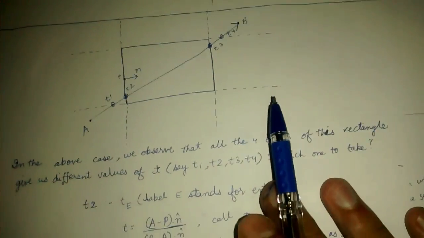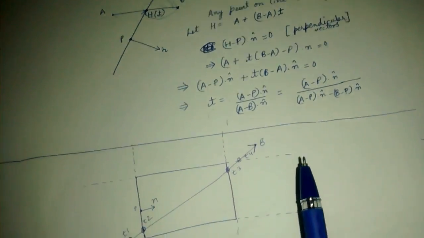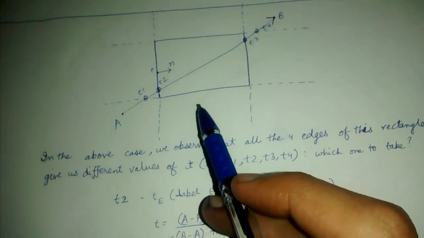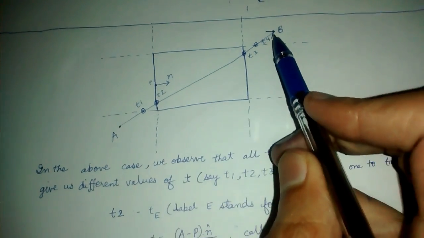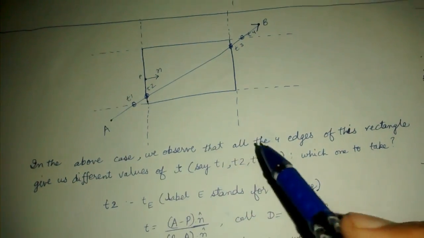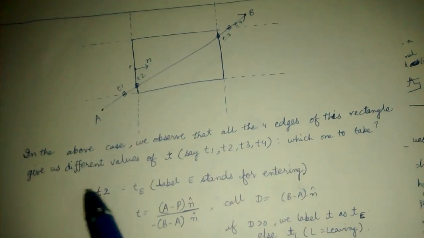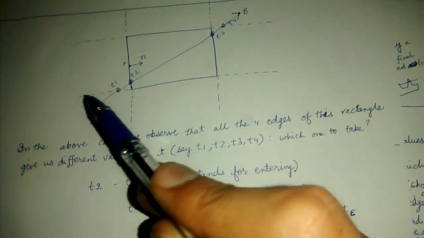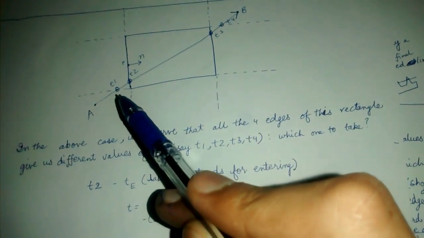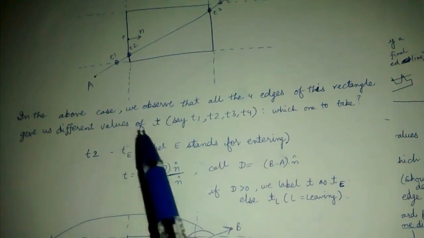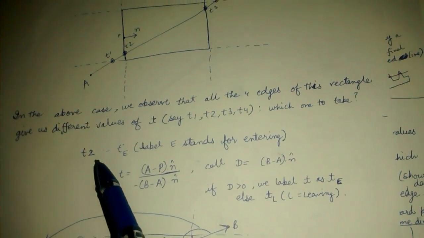Okay, so this was a simple line. Now let's come to a polygon. We consider a simple rectangle and a line segment AB. In this case, we observe that all four edges of the rectangle give us different values of t. So AB can be clipped by all four edges, giving us values t1, t2, t3, t4. So which t to take in this case?